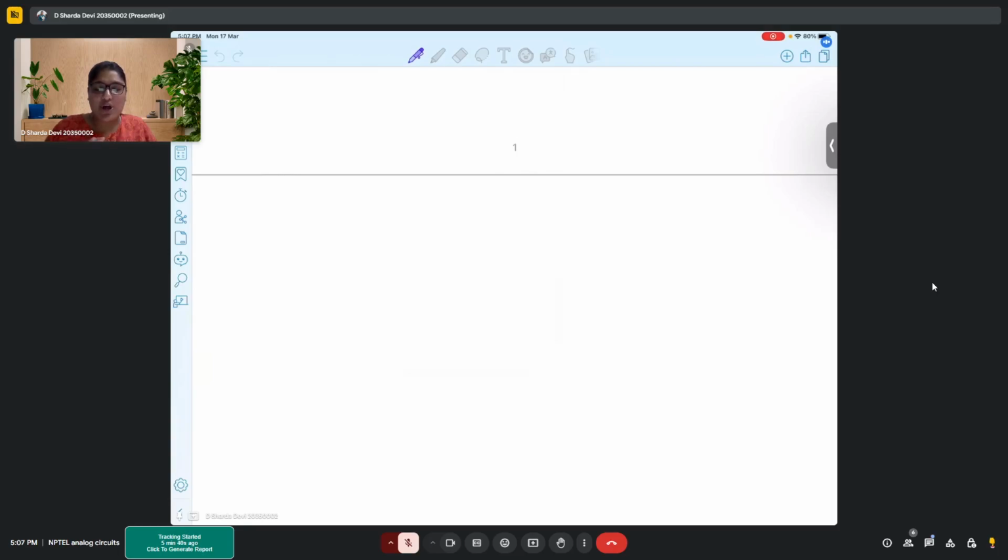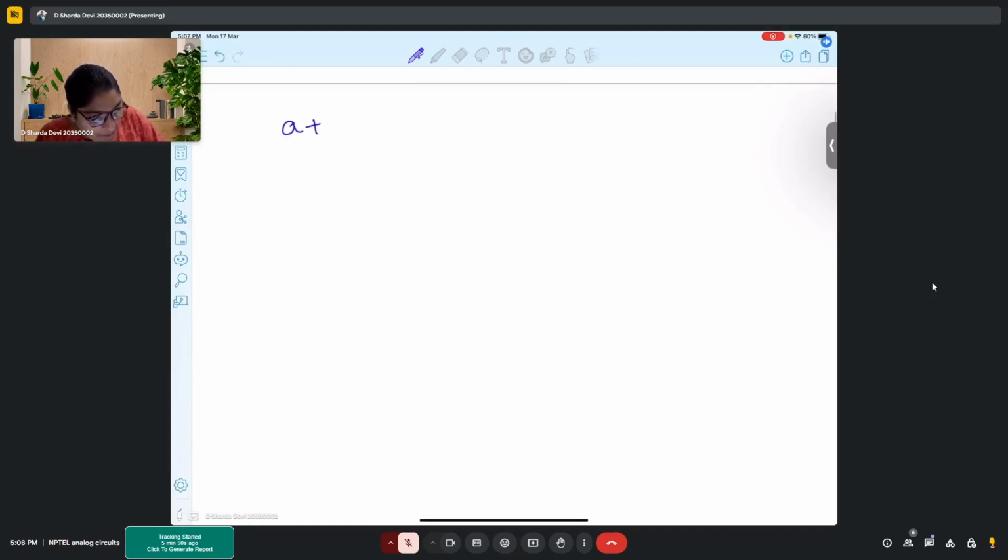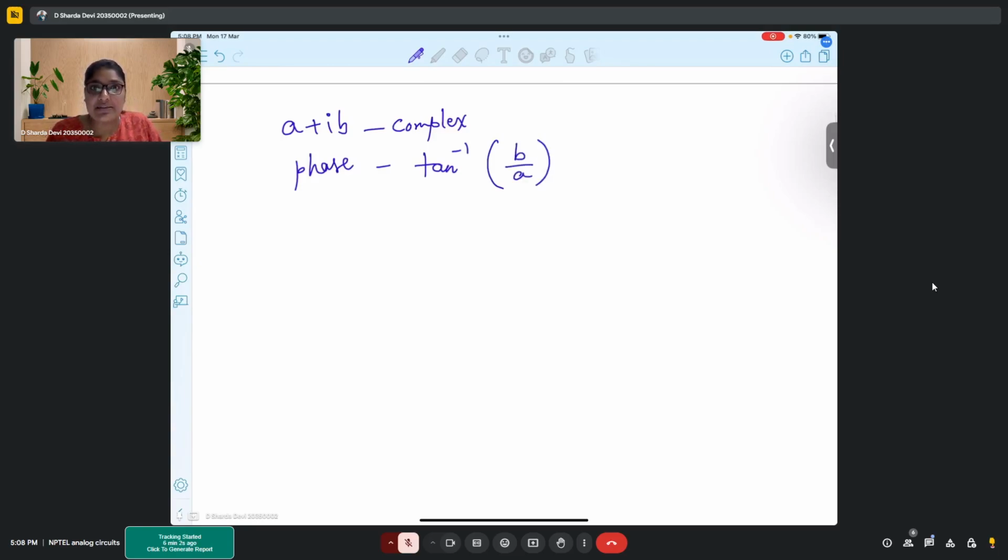No, no, complex numbers. If you have a complex number, do you know how to write the phase for that? Tan inverse of imaginary part by real part. Yes. So if you have a plus ib, this is your complex number, right? So if I have to write the phase, how do I write the phase? It is tan inverse b by a, correct? Yes, this is how we write the phase.